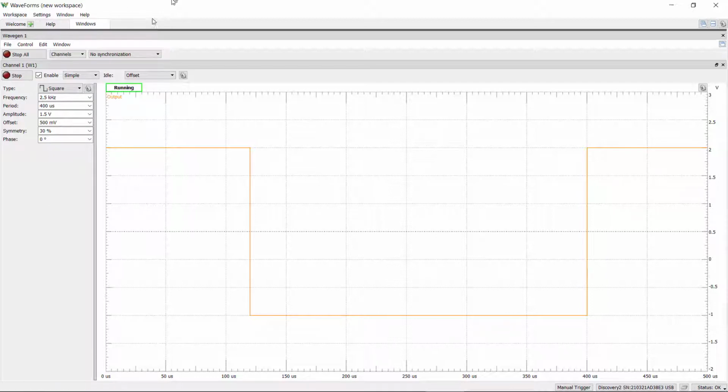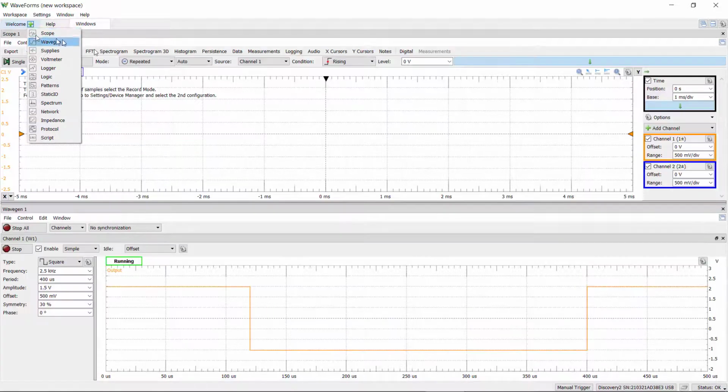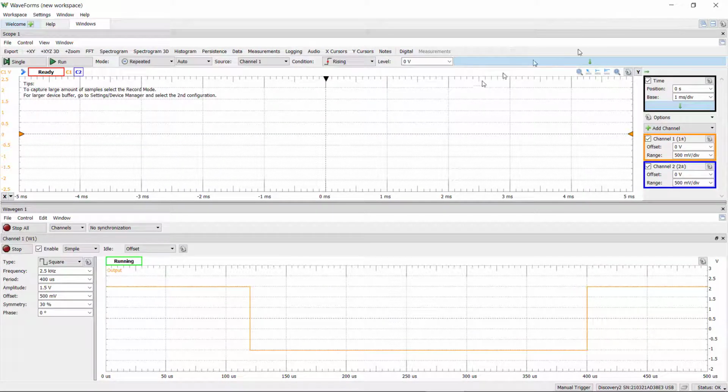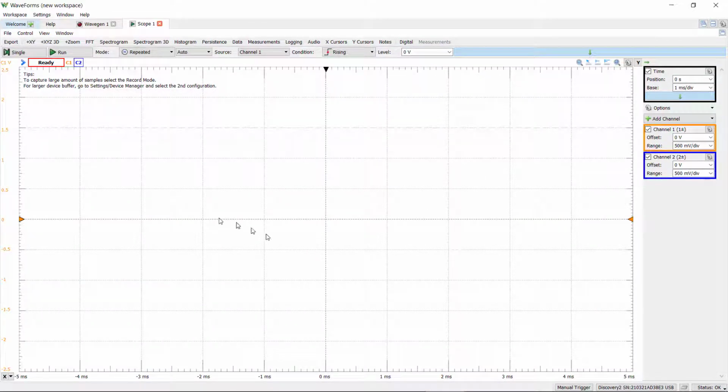And how do we get the scope window? Remember, we come up here to the welcome. This is where we select all the different instruments that we want to use. We select the scope and here it is. Now we can decide how we want the different windows to display over here. And so let's just do one window at a time. So here is the scope.